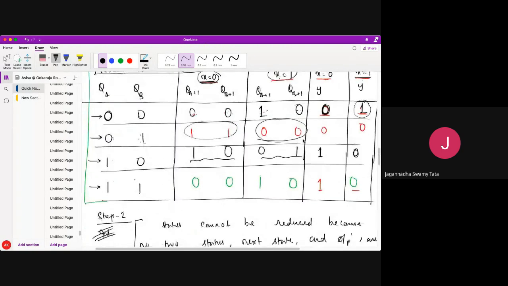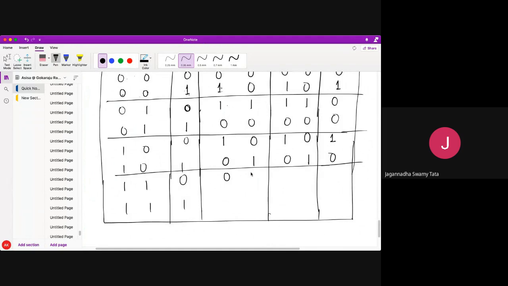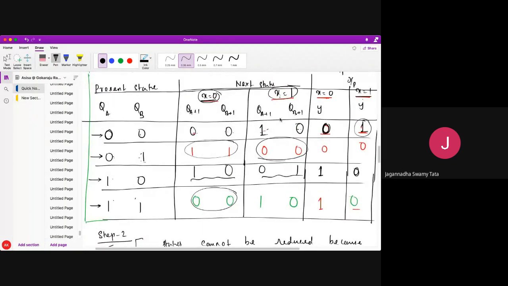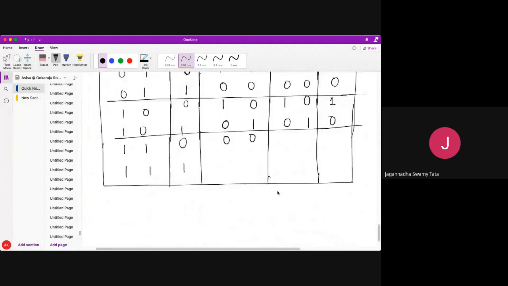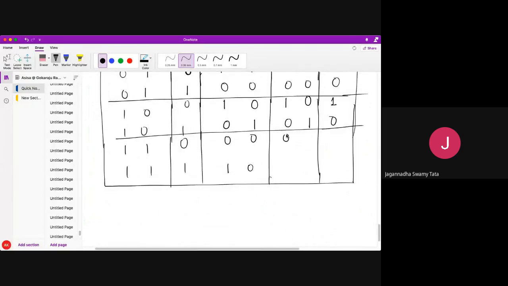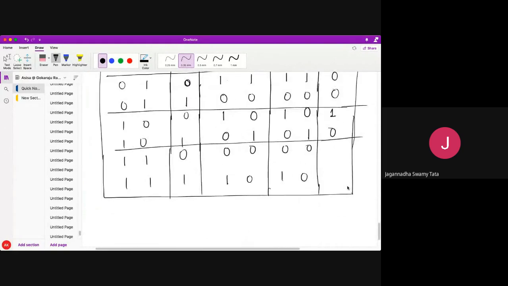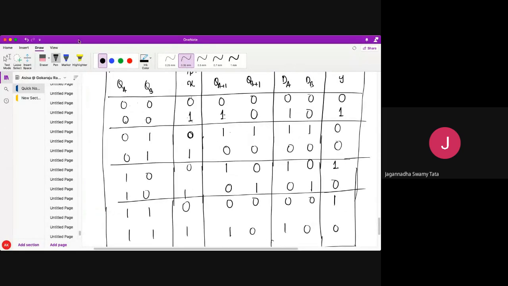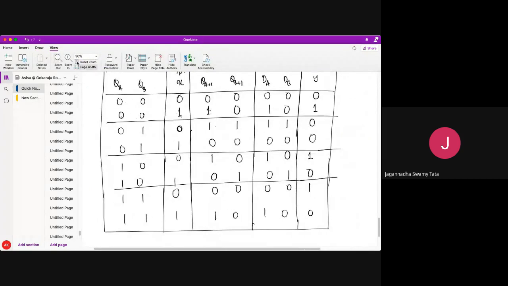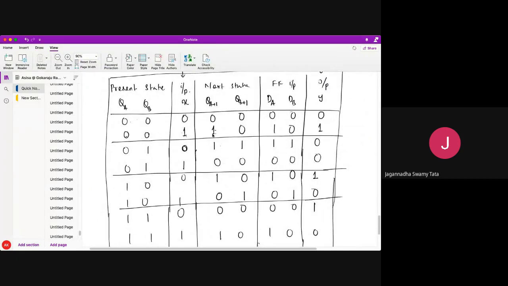For present state 1 1, if input is 0, what is my next state? 0 0. And for input 1, it is 1 0. And D is 0 0, 1 0. For input 0, output is 1. For input 1, output is 0. So 1 0, over. So this is my excitation table, students. Do you all understand how I have derived the excitation table? This is my step 5: the excitation table of the sequential circuit along with the output. I have just derived it from the state table, nothing else.